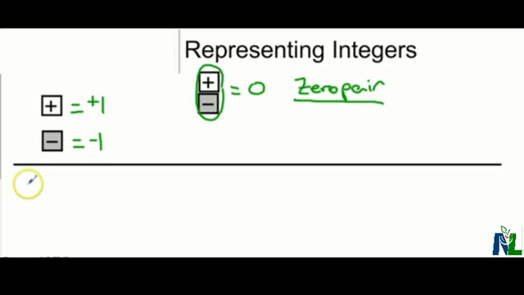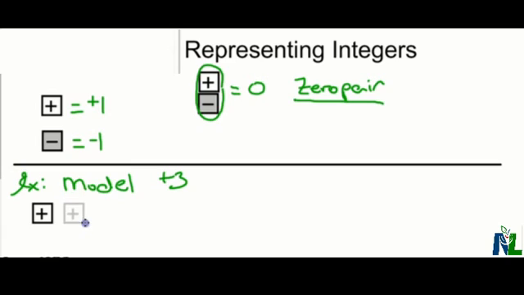So let's look at an example of how we could possibly model the integer positive 3. The easiest way to model this integer will be just to take 3 of our positive tiles here and have nothing else with it. We have 1, 2, 3 of these positive tiles. We have now modeled the integer positive 3.